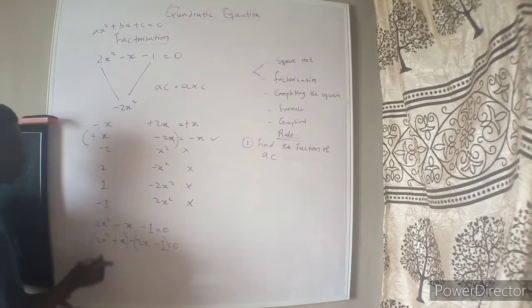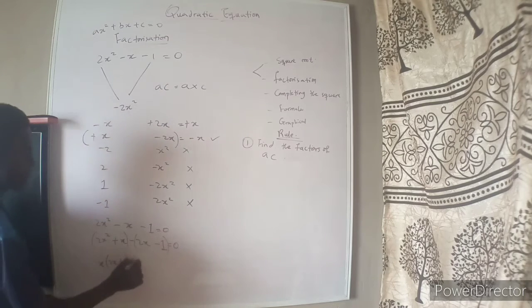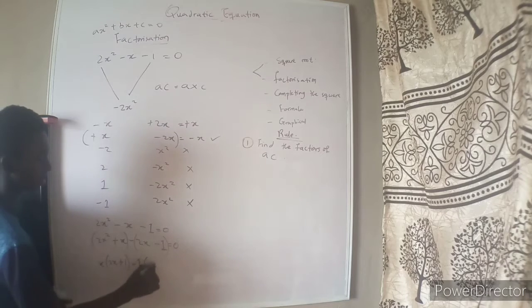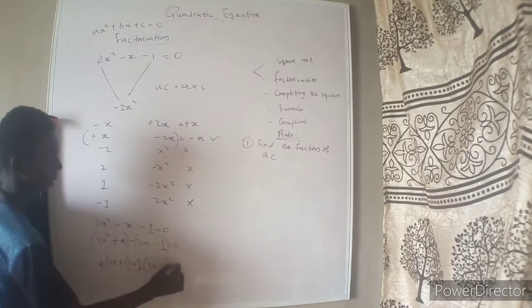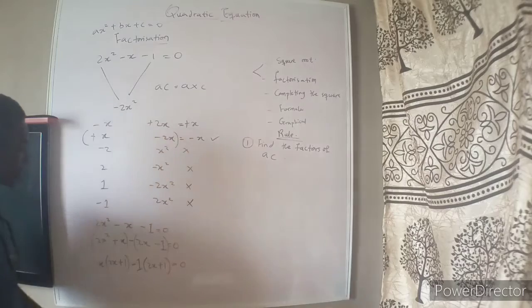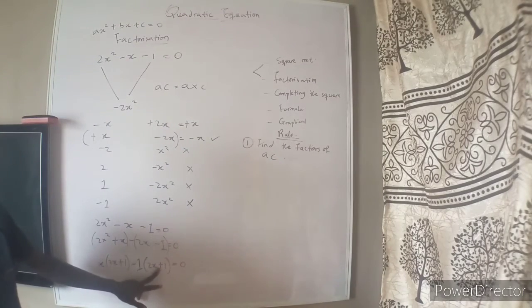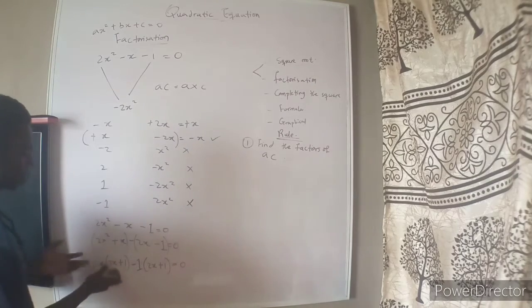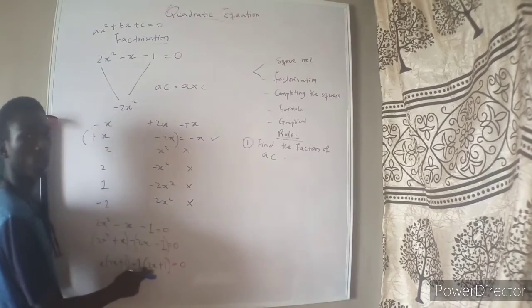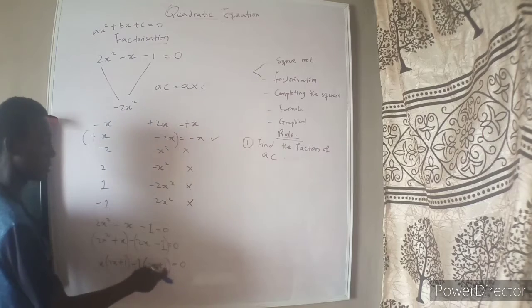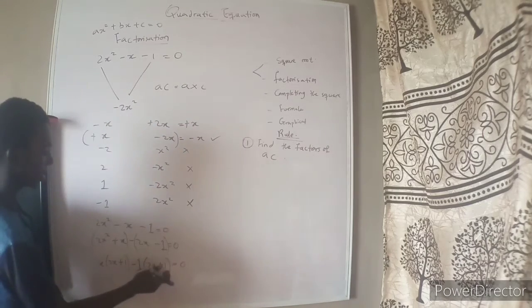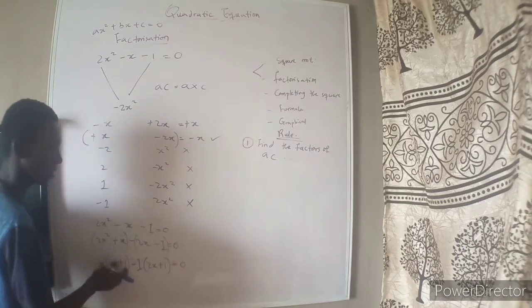So I have this, and I'll look for what's common here, which is x. What will be left is 2x plus 1. Then minus 1 into the bracket 2x plus 1. Now there is one thing: whatever you factorize into this bracket must be equal to what is in the other bracket. So if I have 2x plus 1 here, this also must be 2x plus 1. It mustn't be 2x minus 1. Once I have different items here, I have a wrong answer and I'll never get a correct answer.